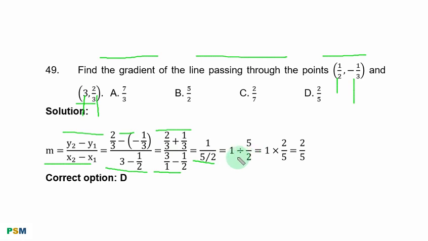When dividing fractions, the division sign changes to multiplication, and the fraction at the right side of the division sign is inverted. So you have 1 times 2 over 5 equal to 2 over 5. The correct option is D.